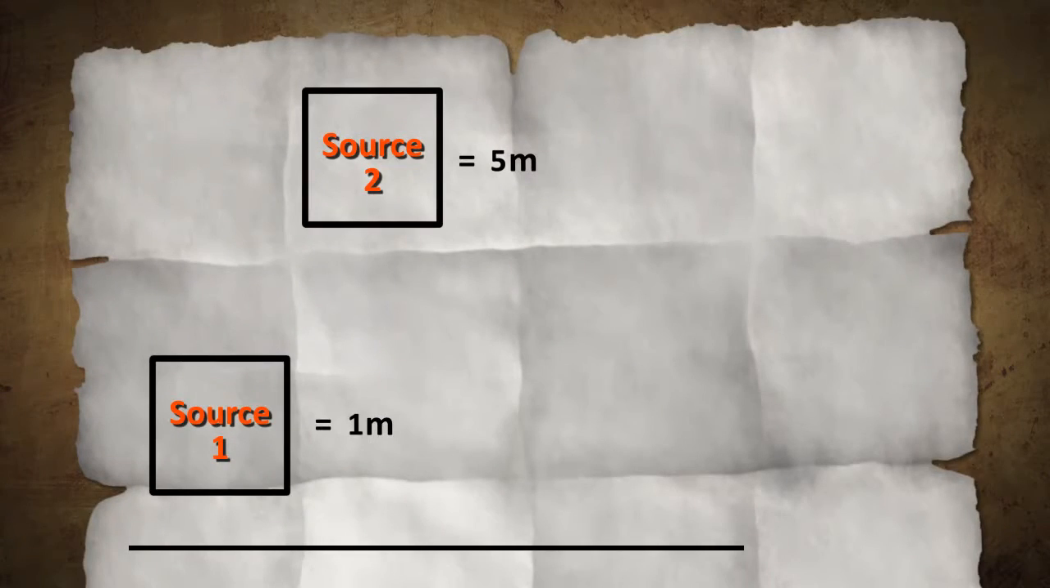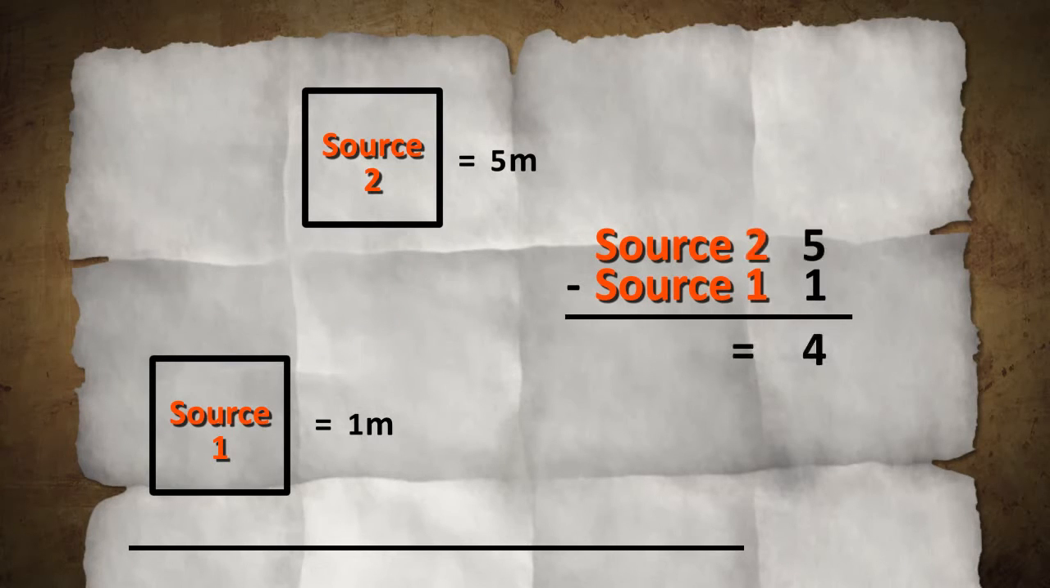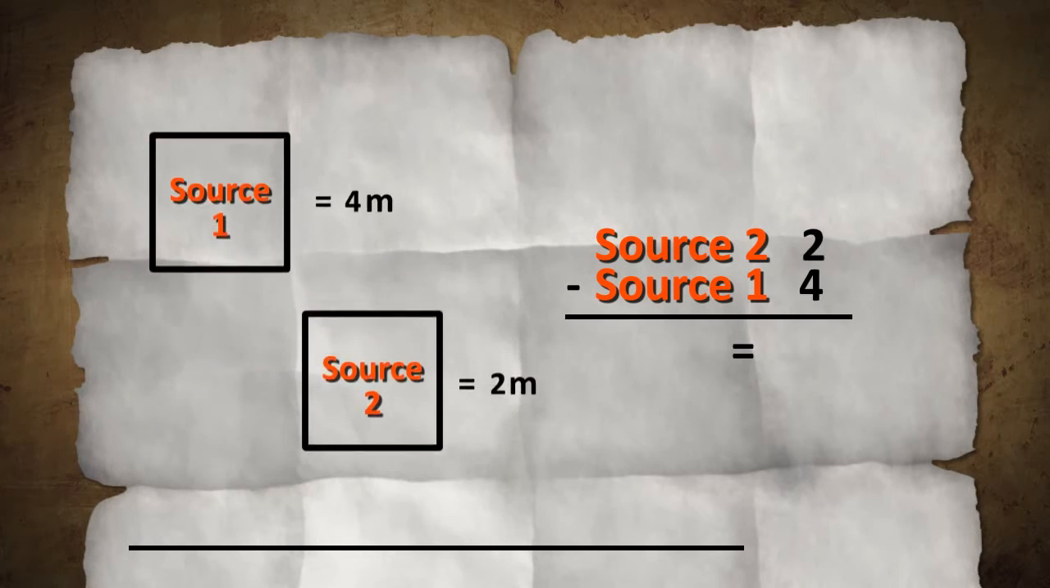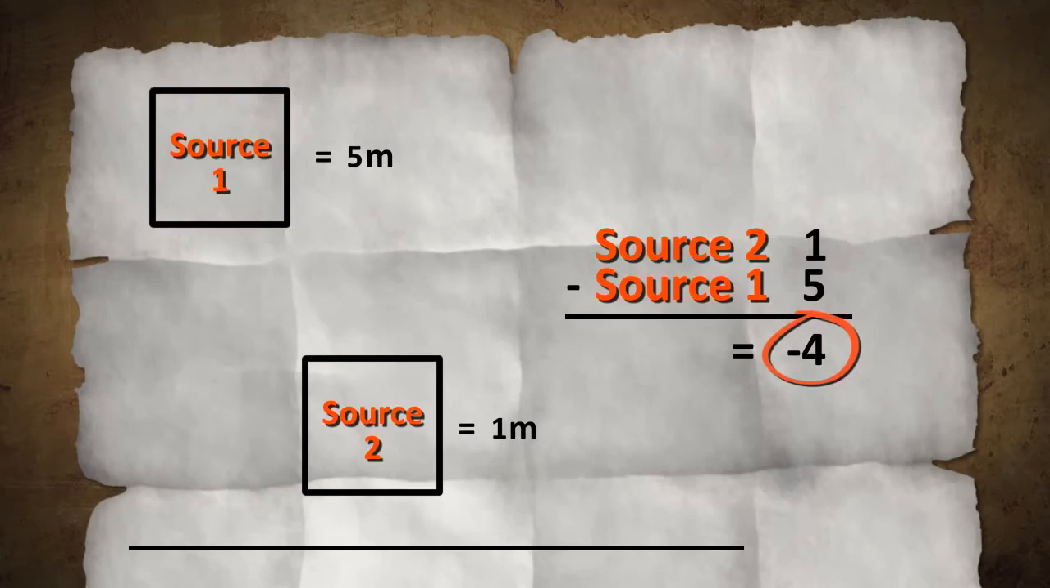For example, with height, the operator takes the height of source 1 and subtracts it from the height of source 2. As a result, if source 2 is below source 1, the value you get will be negative.